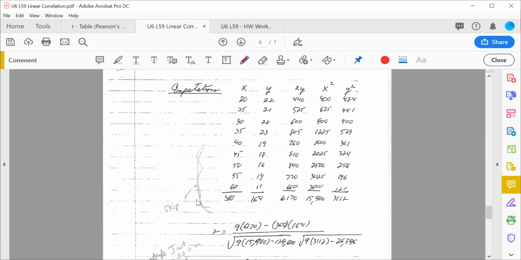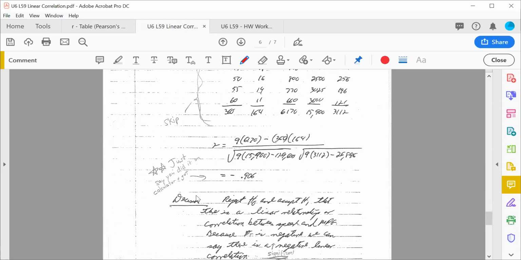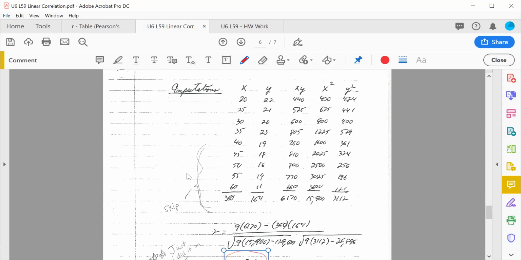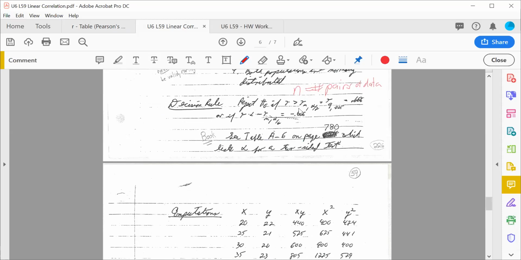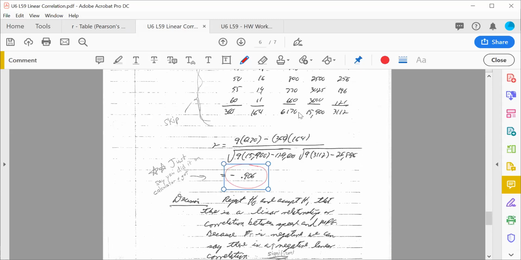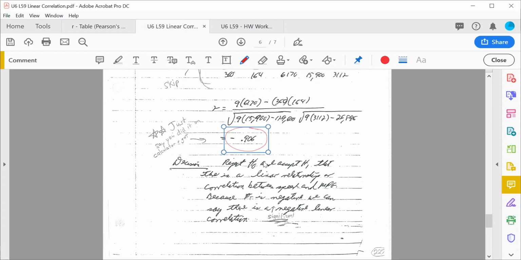I wrote skip. Just do it all on your calculator, and you'll get negative 0.906. So it's a negative correlation. There's a negative relationship between speed and miles per gallon. Okay, so negative 0.906 is definitely less than negative 0.666, or it's further negative. So we're going to reject H0, and we're going to accept the alternative H1, that there is a linear relationship or correlation between speed and miles per gallon.